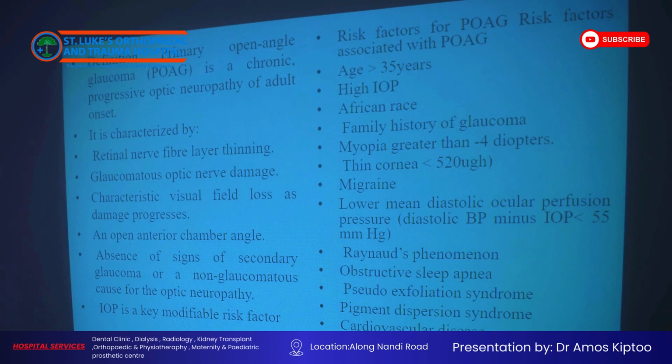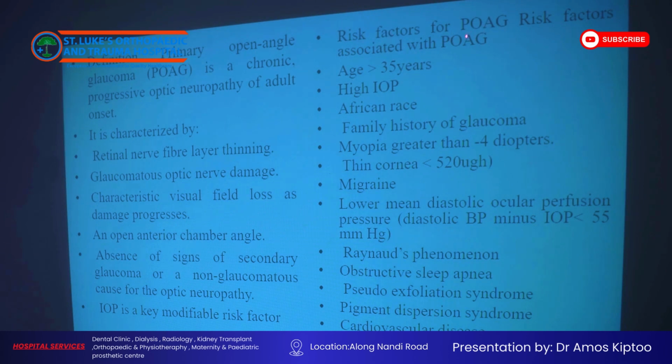and it has the degrees that I will present in the near future about glaucoma. And the angle at the anterior chamber is open. We will see risk factors. What are some of the risk factors with regards to primary open angle glaucoma? We have someone who is age above 35 has high risk.